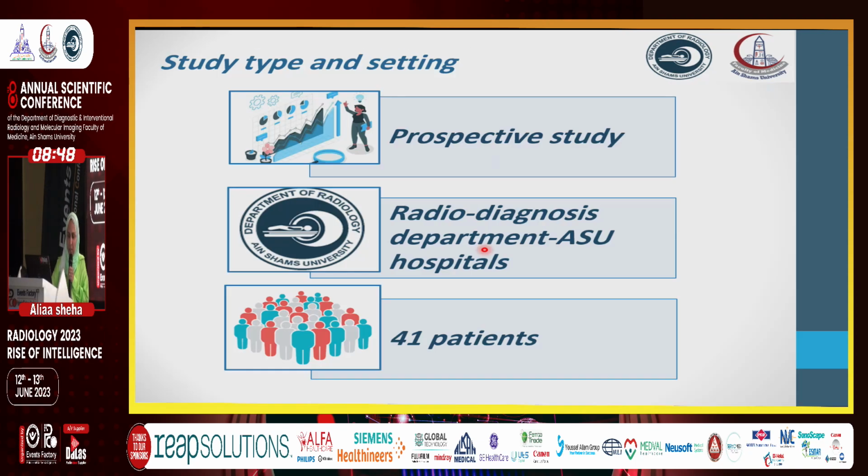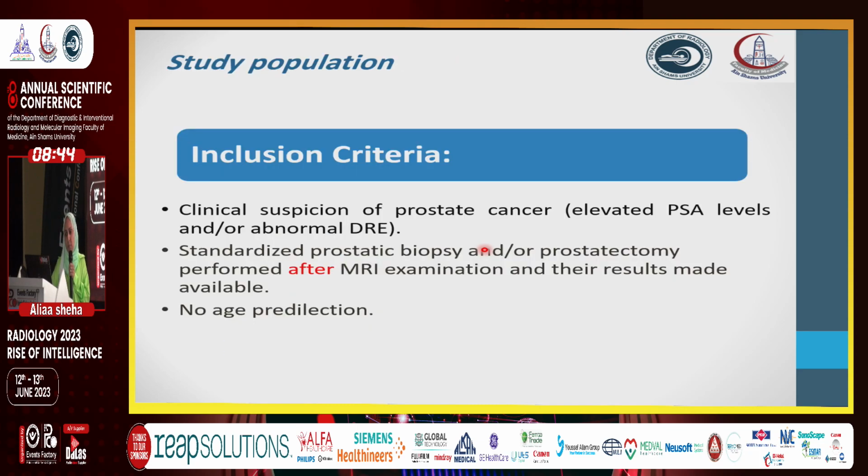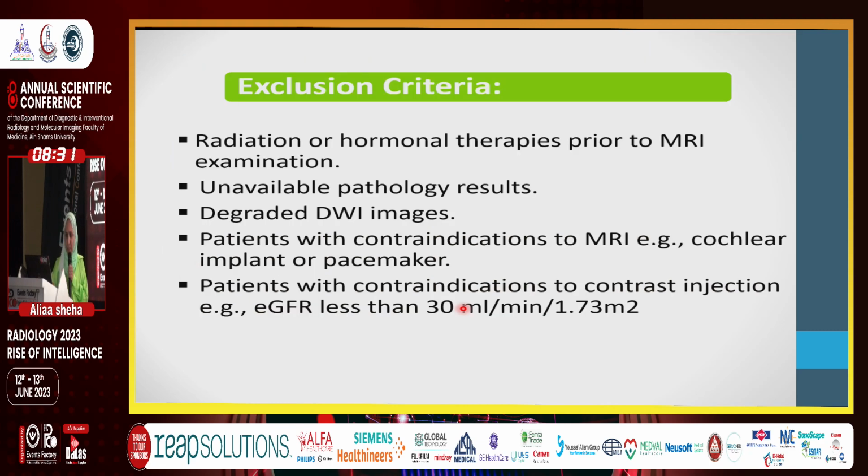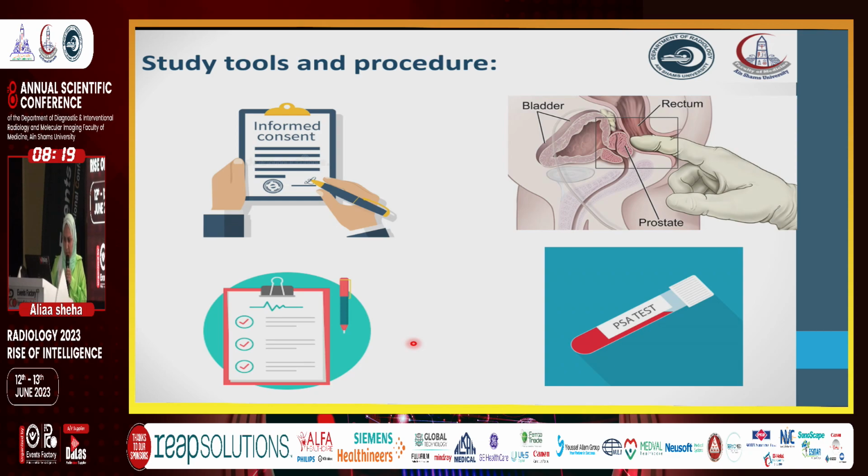The study was done in Ain Shams University hospitals with 41 patients. Inclusion criteria were patients with digital rectal examination positive for prostate cancer, elevated PSA, and all patients underwent prostatic biopsy or radical prostatectomy. The exclusion criteria were patients who had contraindication to MRI, contraindication to contrast injection, degraded diffusion-weighted images, or unavailable pathology results.